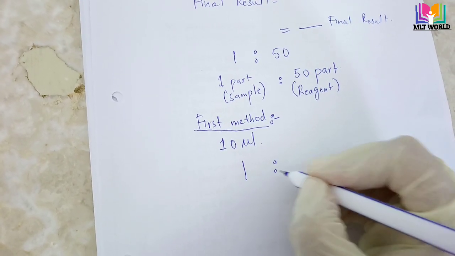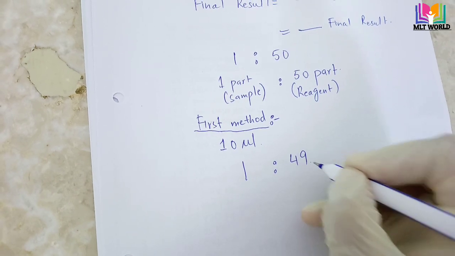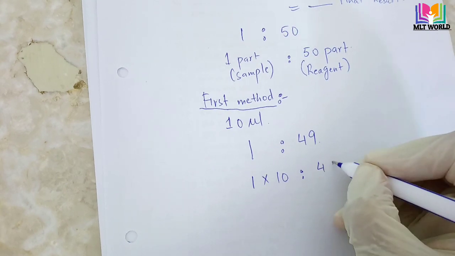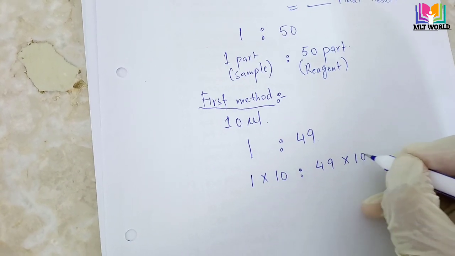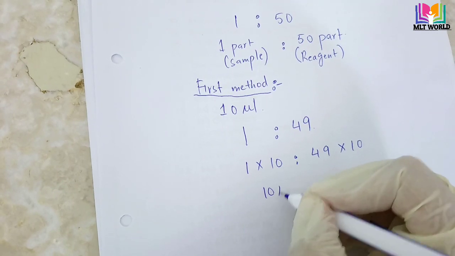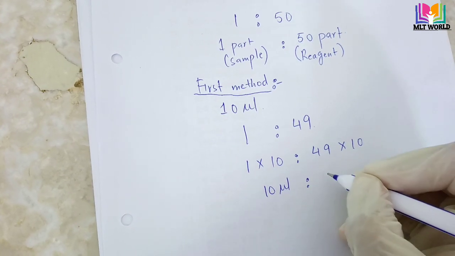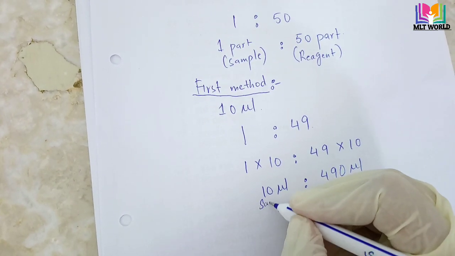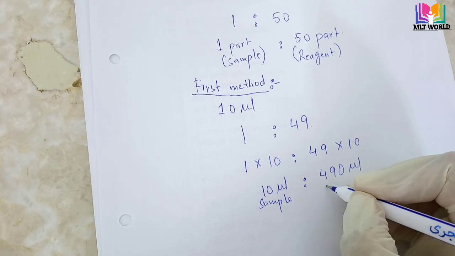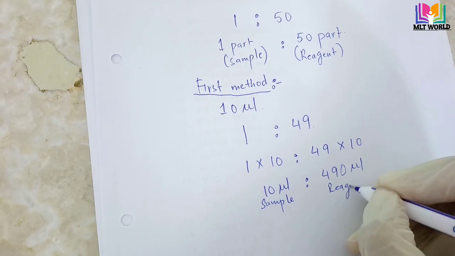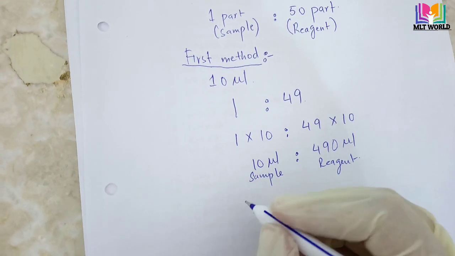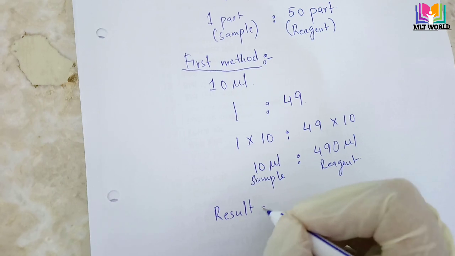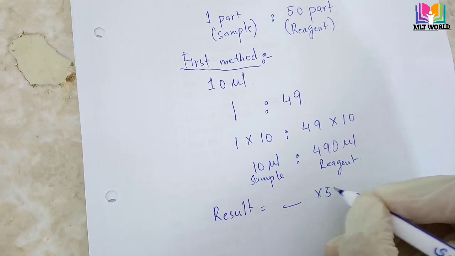In the first method, I will show you that if we are using 10 microliter, then how much sample and reagent we need. You write the ratio 1 to 49, then you multiply 1 by 10 and 49 by 10. So how much will it come? 10 microliter of sample and 490 microliter of reagent. So this is a 1:50 dilution for a 10 microliter sample, and whatever result we get, we will multiply that result by 50.